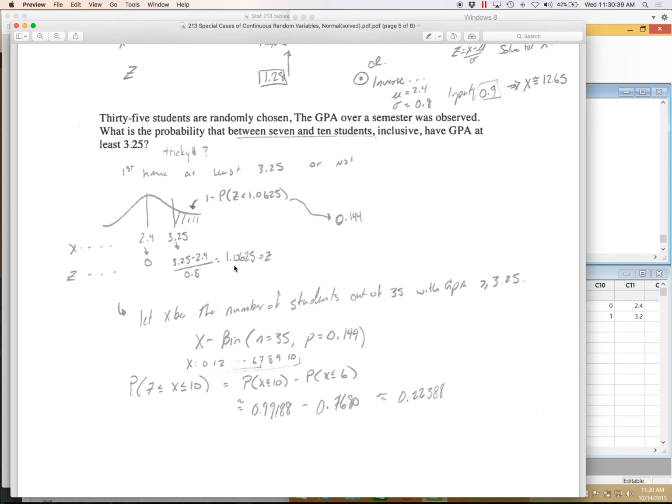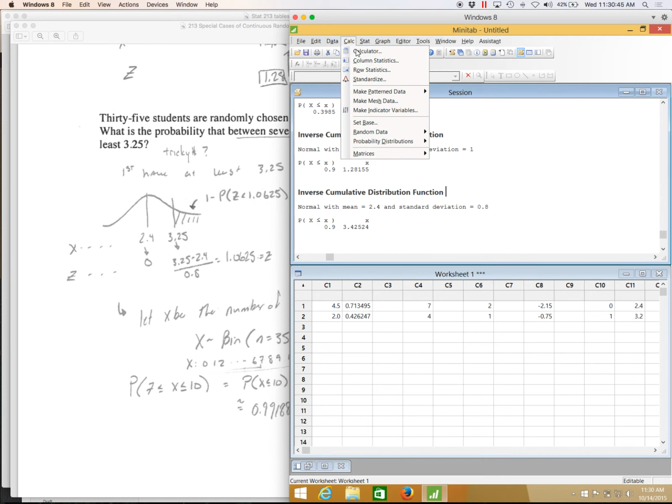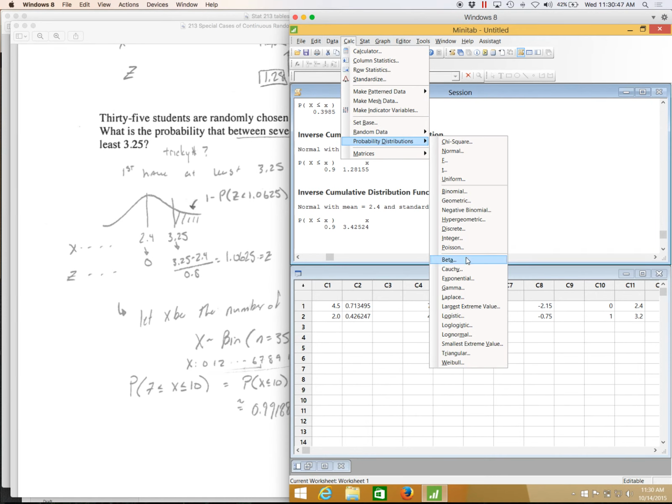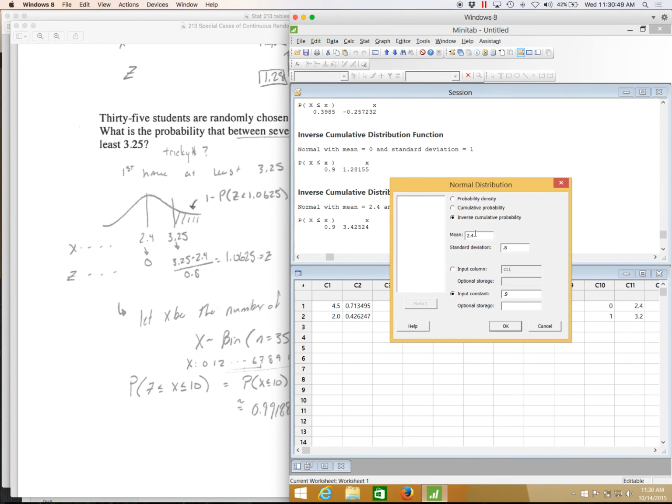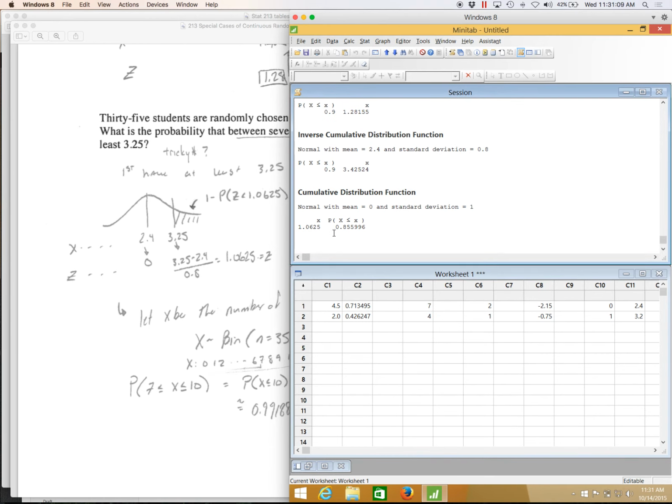So here in terms of z, I've got 1.0625. Again, that was a z calculation. When I'm talking about z, the middle is 0, the spread is 1. I have the value on the bottom, I want the area. This is the cumulative probability. If that's true, then I can put 1.0625. Again, this is a z value, 0 and 1. I get that area there.